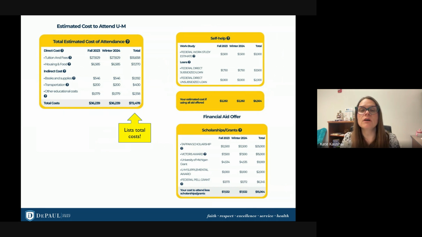Payment plan could be helpful, but for some families, maybe they say, that's still a little too much for me. And then they also show the estimated cost if using everything. So that's 6,564, which would reduce it considerably.